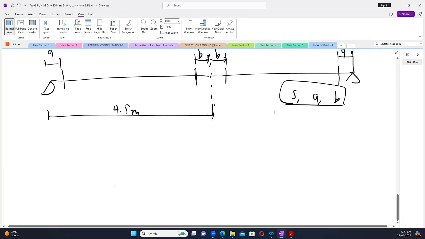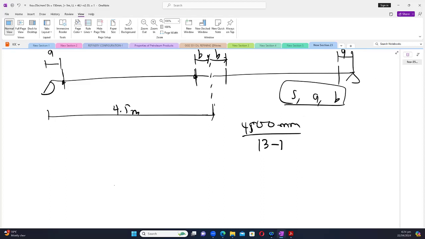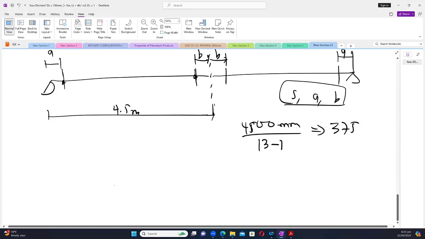So what I'll do is I'll pick this 4.5 meters and divide. In fact, because I want the spacing to be in millimeters, it will be better to put this 4.5 meters as 4500 millimeters. Okay, and divide by, even though it's 13, I can't divide by 13, because if you have 13 items spanning from here to there, the number of intervals or spacings will be 13 minus 1, or 12. So I have to divide by 12. So what is 4,500 divided by 12? 375.